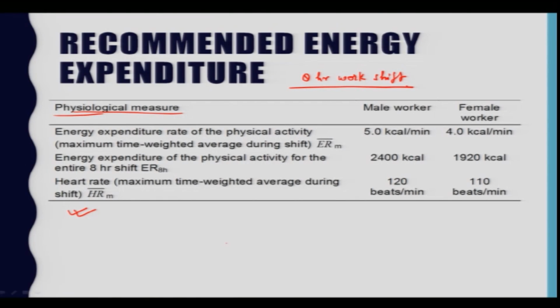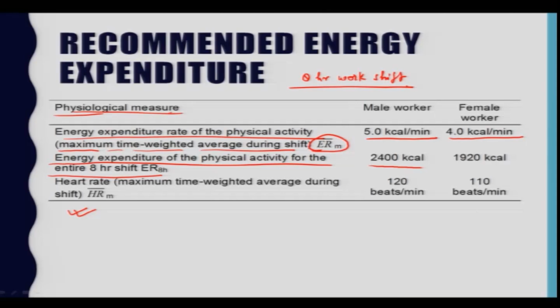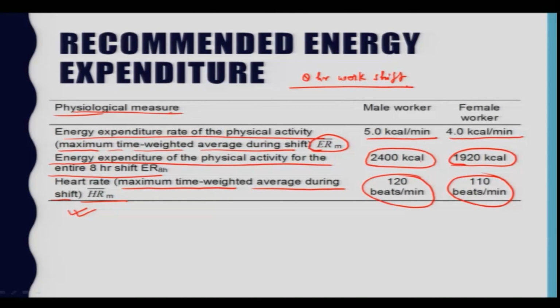If you look at the physiological measure, the energy expenditure rate of the physical activity can be expressed as a maximum time weighted average during the shift. It is expressed as ER. For a male worker it is 5 kilocalorie per minute, and for a female worker 4 kilocalorie per minute. As far as the energy expenditure of the physical activity for the entire 8-hour shift, it is 2400 kilocalorie for a male worker and 1920 kilocalorie for a female worker. Heart rate is also expressed as a maximum time weighted average during the shift. 120 beats per minute is the recommended limit, and for a female worker 110 beats per minute is recommended.